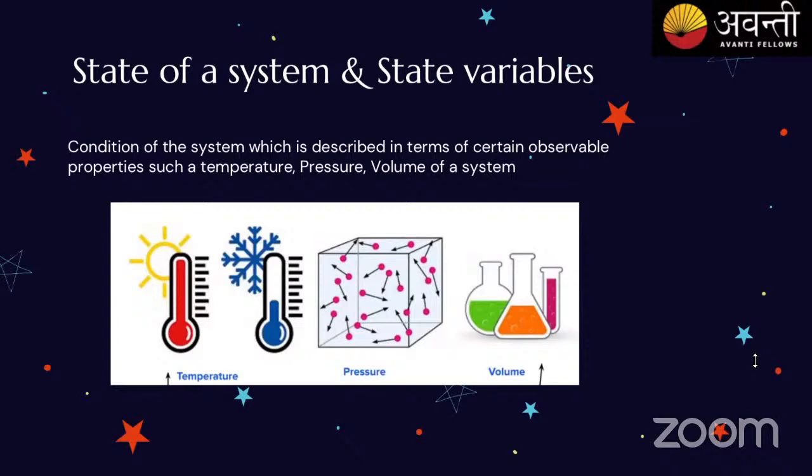Now, how do we say them? By seeing some type of parameters, nothing but measurable parameters of a system. Conditions of the system, which are described in terms of certain observable properties such as temperature, pressure, volume of a system. These are nothing but some measurable properties of a system. These are nothing but state variables. What is the state of the system and how we are measuring that is nothing but state variables.